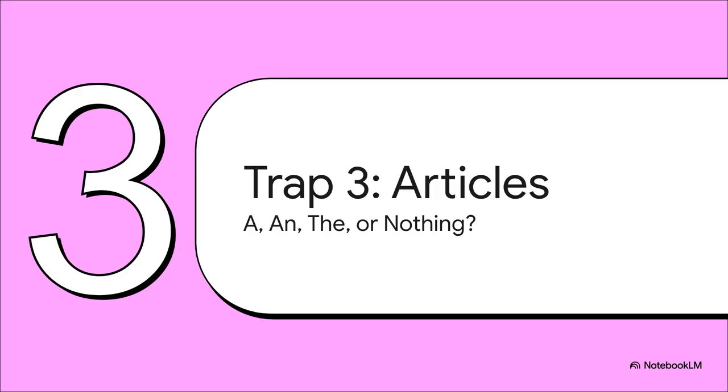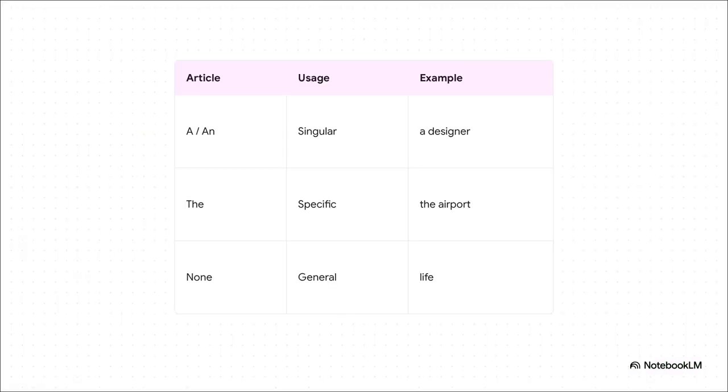Let's tackle trap 3, navigating English articles. A, an, the, or nothing. Now, if your native language completely lacks articles, like if you speak Russian, for example, this is a notorious, frustrating, and totally understandable hurdle. It literally feels like English just scatters these tiny words everywhere just to mess with you. But if you look at how these rules map out, it's actually a really logical system.